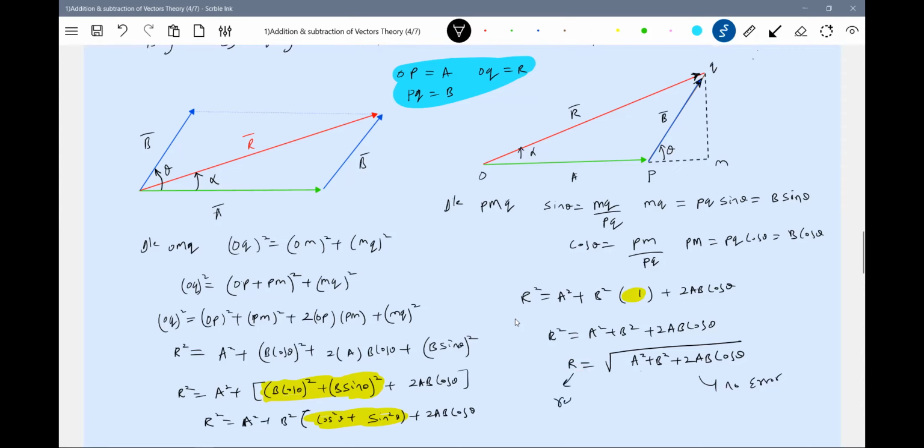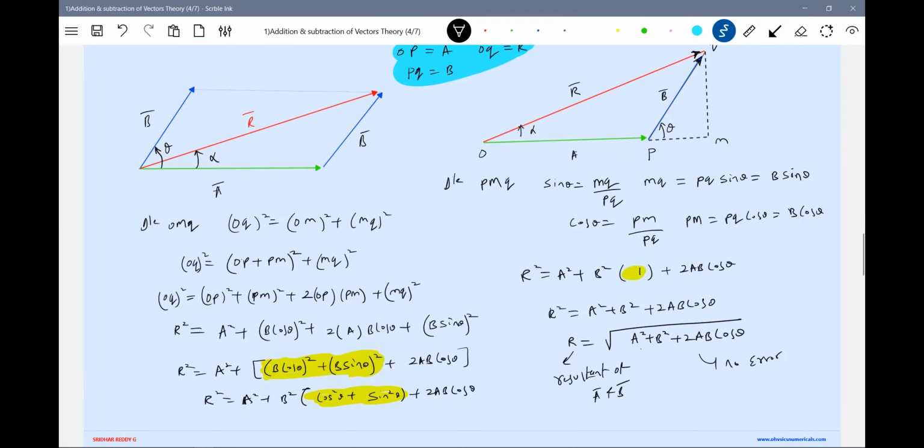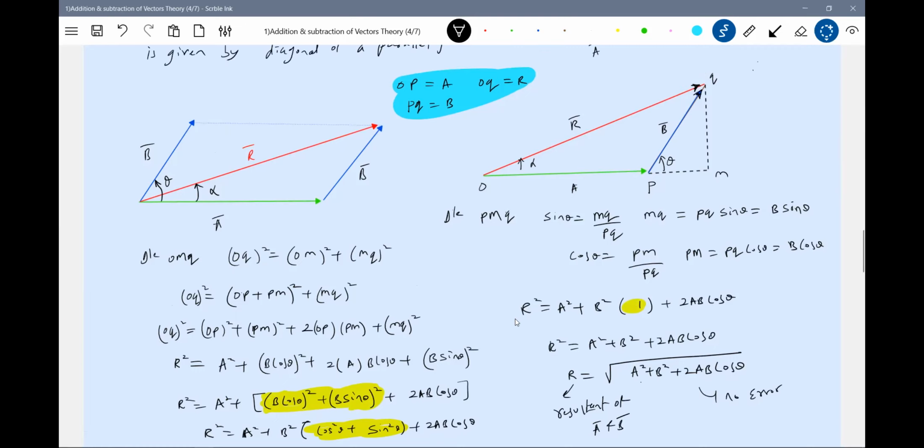So this is the resultant of A bar and B bar. Then what about the alpha? We need that alpha also. So for that, I need space. We'll do one thing. We'll push this triangle.